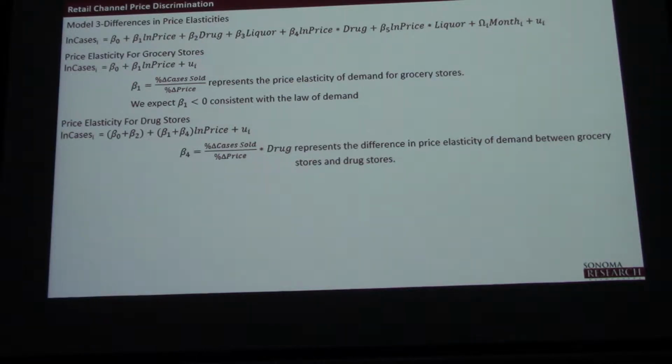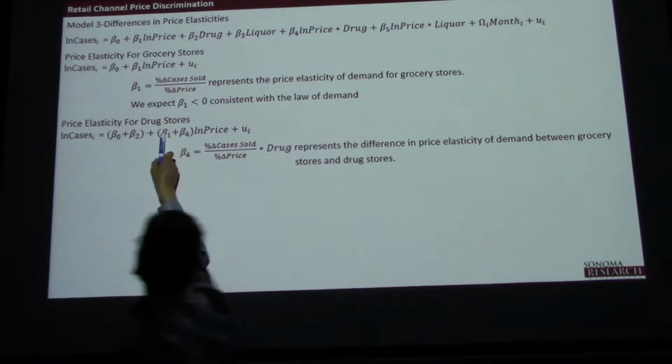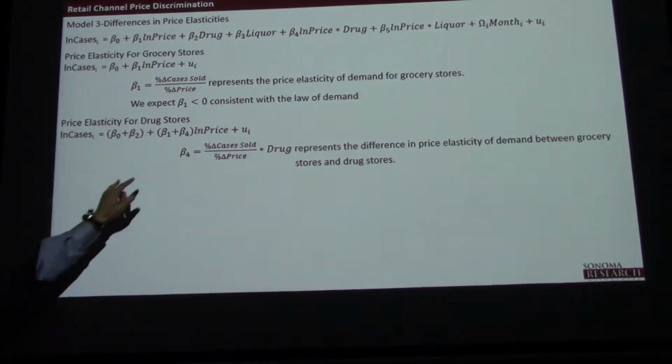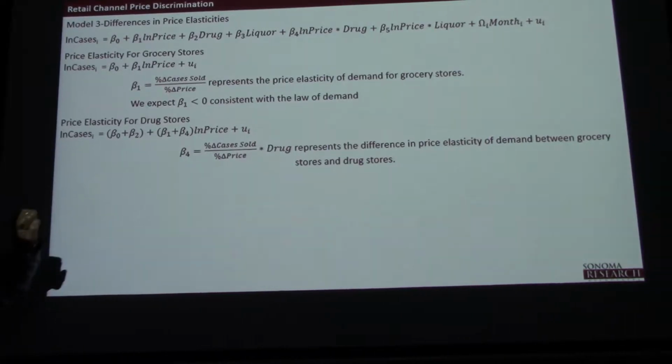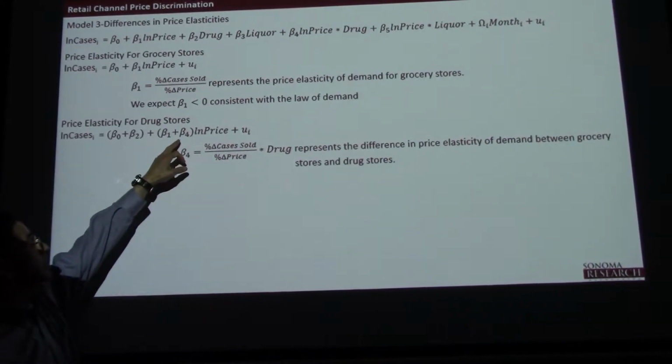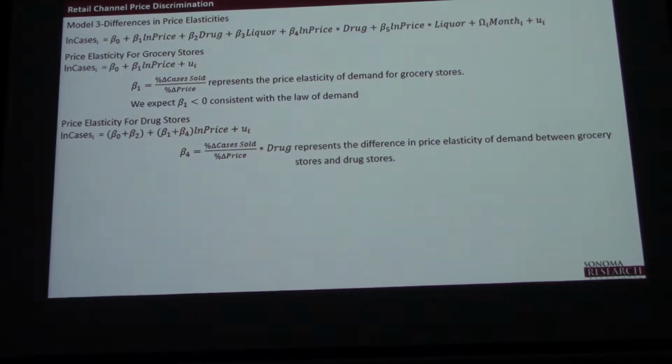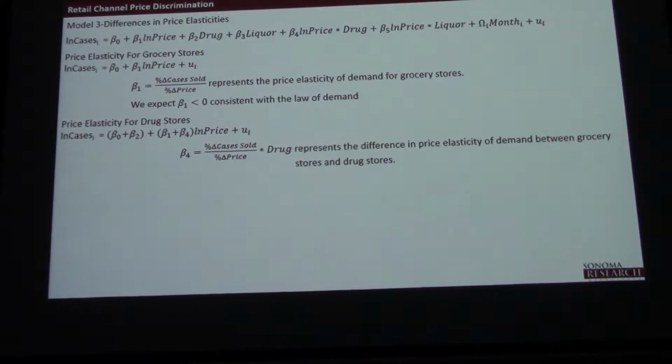Beta 4 represents the difference in price elasticity of demand between grocery stores and drugstores. And that makes sense. We've done dummies enough times to know that. Beta 1 was the price elasticity of demand at grocery stores. Beta 1 plus beta 4 is the price elasticity of demand at drugstores. So beta 4 represents the difference in the price elasticity of demand between drugstores and grocery stores.